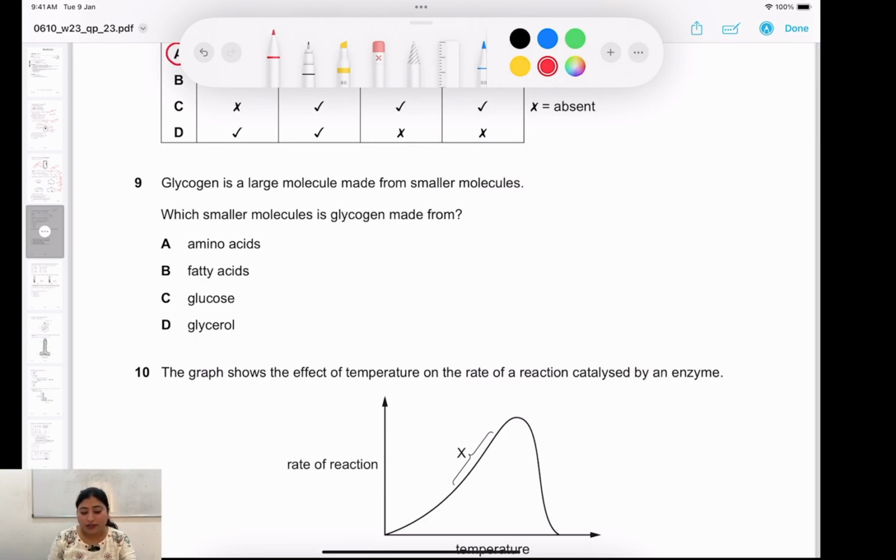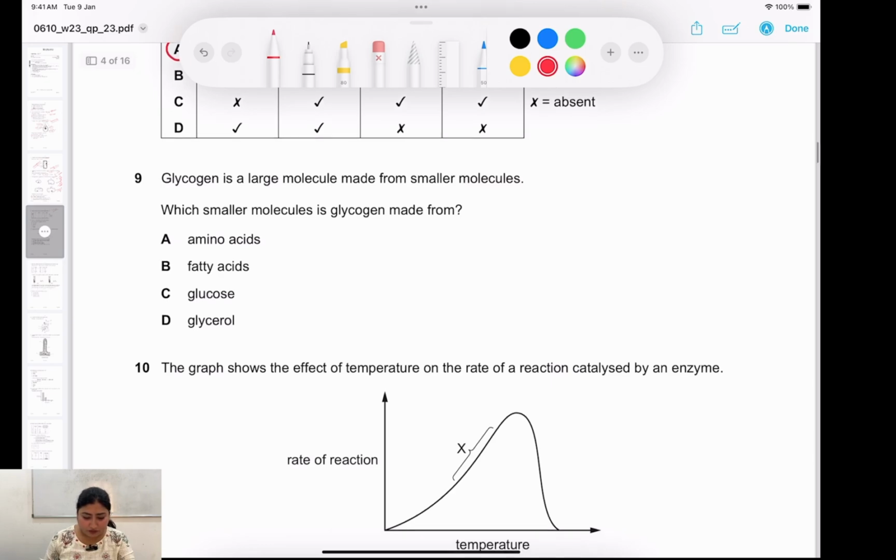Which smaller molecules is glycogen made from? Okay, so glycogen is a large molecule made from smaller molecules. Which smaller molecule is glycogen made from? Now here I know many of you might make mistakes when you're selecting the option. Many children get confused between glycogen and glycerol.